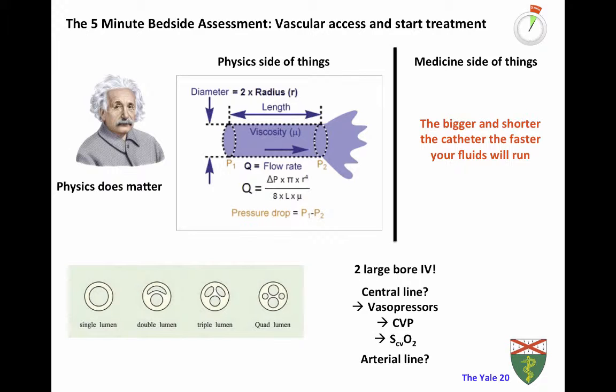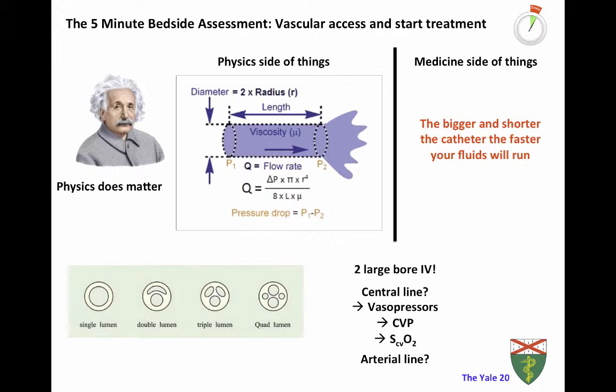This equation takes into account things such as fluid viscosity and pressure drop, but to simplify things on the medical side, as we were saying, it's important that catheters be larger in diameter and shorter, and therefore the faster you can run fluids through them. This means that short, large-bore peripheral IVs, which are often easier and quicker to insert than central lines, should be your go-to for the initial resuscitation efforts.